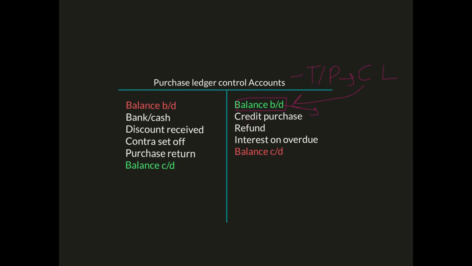This is quite understandable, but what does the debit balance in a purchase ledger control account represent? It basically represents overpayment or prepayment by us. This is the amount which our suppliers owe to us. Now, what are the cases in which an overpayment or prepayment is possible?